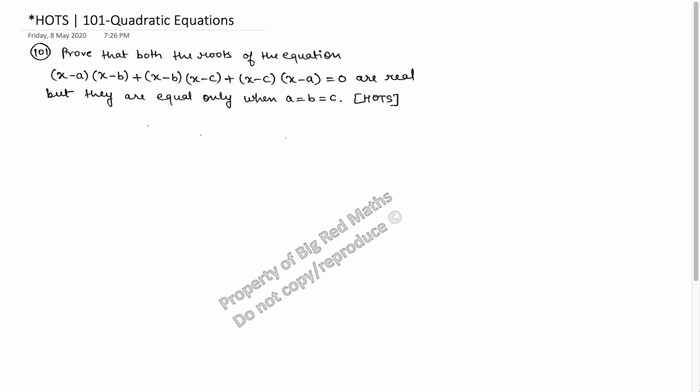Now remember, this is an HOTS question, which means a higher order thinking skills question. So to finally get the answer, we'll have to apply some thinking skills other than the usual formula method. Okay, let's start solving this one.